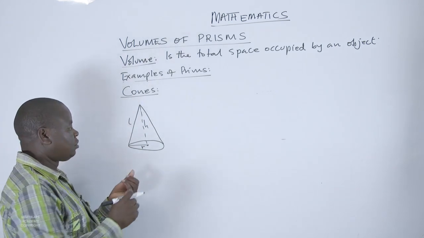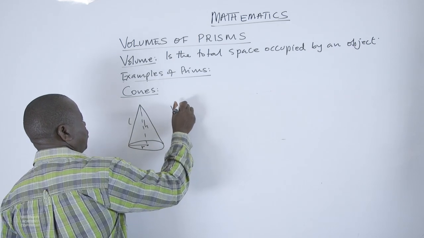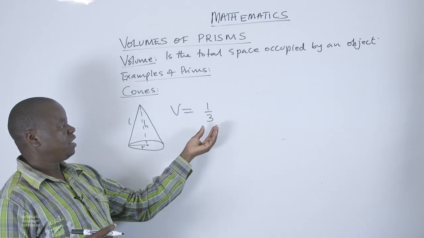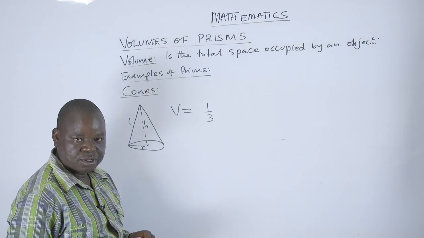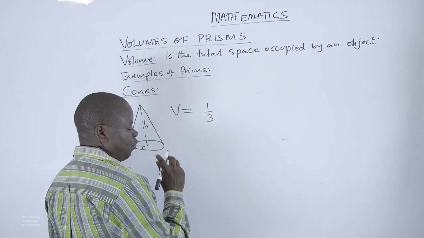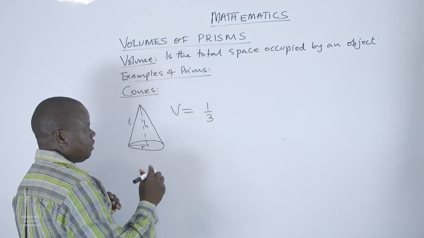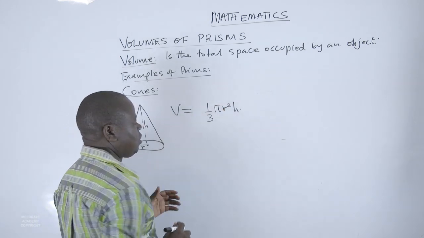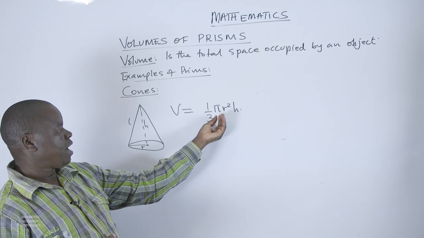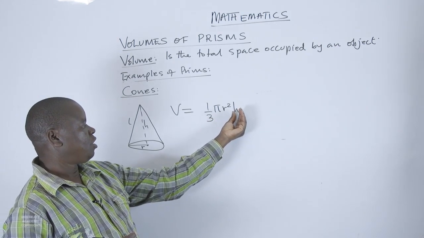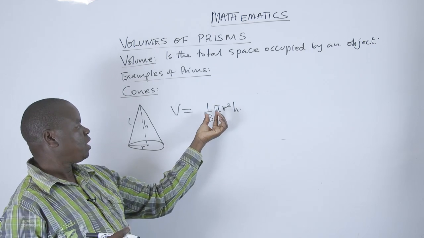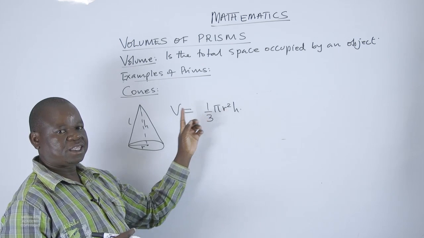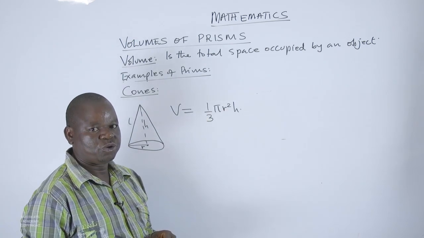So for a cone, we have volume is equal to 1/3. This formula can be derived, but at this level, we state the formula. A third pi r squared h is a third of h multiplied by the base area. You can see pi r squared is the base area multiplied by a third h. That will give us the volume of any cone.